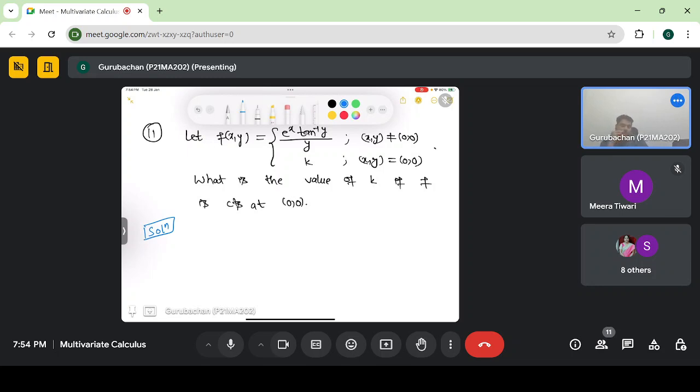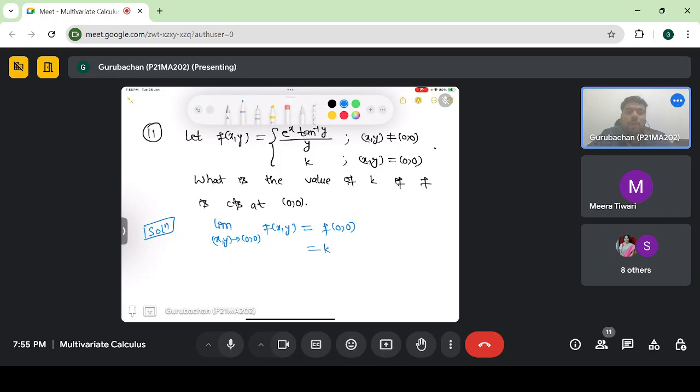First of all, what will continuity at (0,0) imply? Try with k. The function's value at (0,0) and the limit should be equal, sir. At (0,0), the limit of f and the value of f should be equal. Good. So continuity at (0,0) means the limiting value at (0,0) and the value of the function at (0,0) will be equal. And we know that f(0,0) is k.